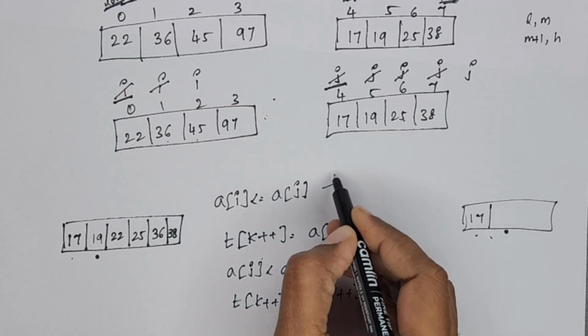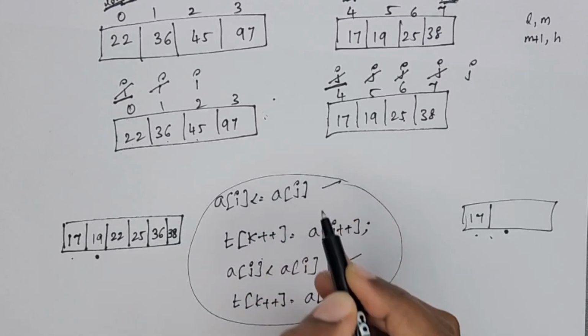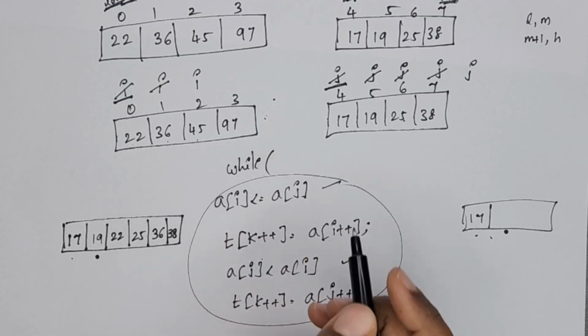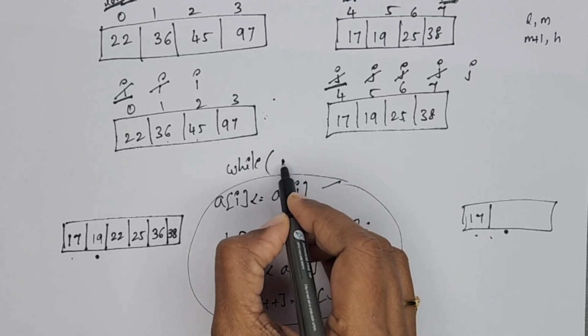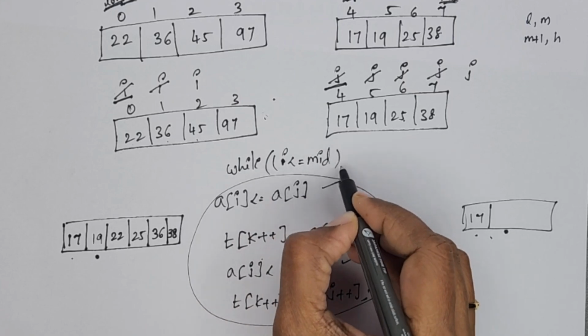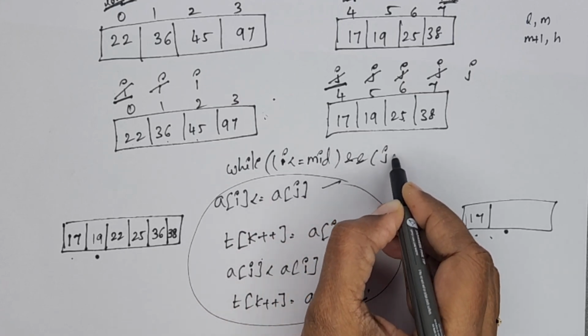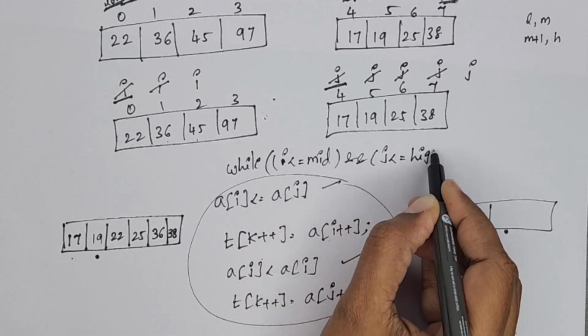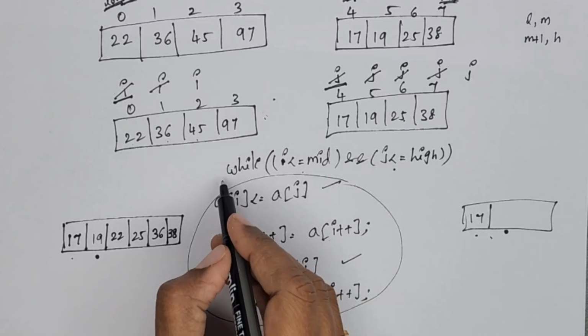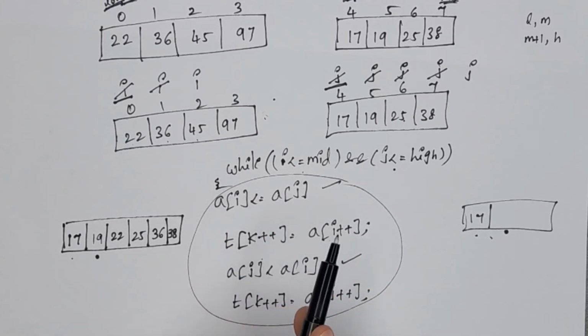See, repeatedly we are comparing these two conditions. So I'm going to write one loop, while I is less than or equal to mid, and one more condition, j is less than or equal to high. If these two conditions are true, then only you can compare the ith element and the jth element.